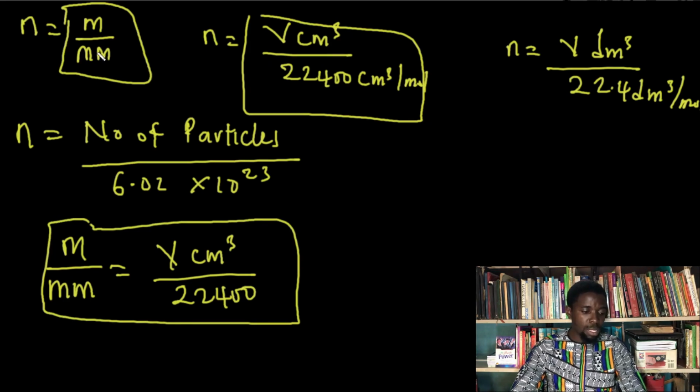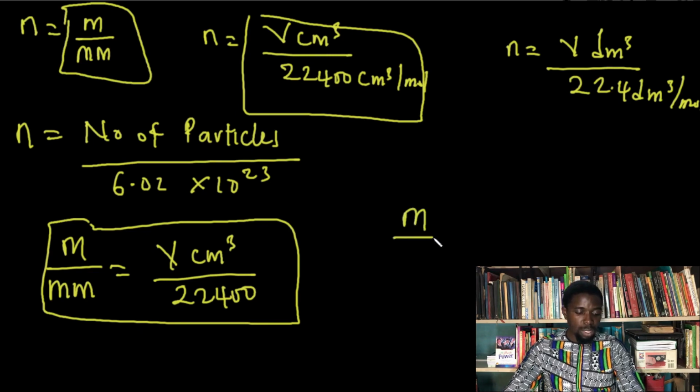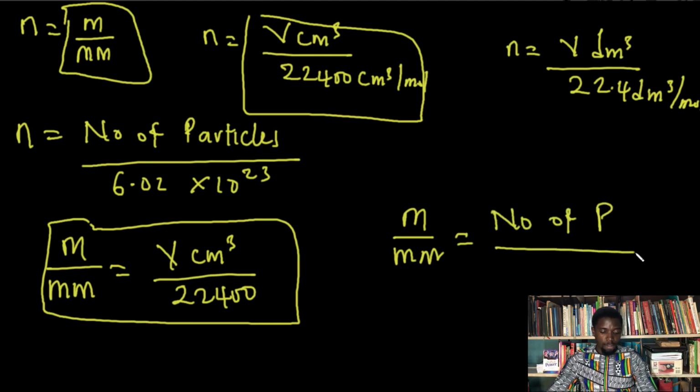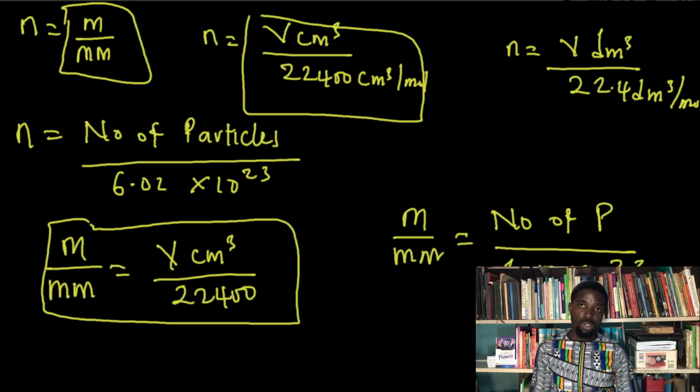I think you can try it out. Try relating the mass to number of particles. Yes, and that's quite simple. What is it going to be? Mass over molar mass will now equal number of particles divided by 6.02 times 10 raised to power 23, and so on and so forth. So let's get to solve questions with respect to these relations just established.